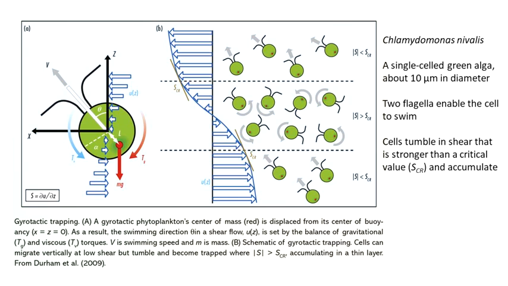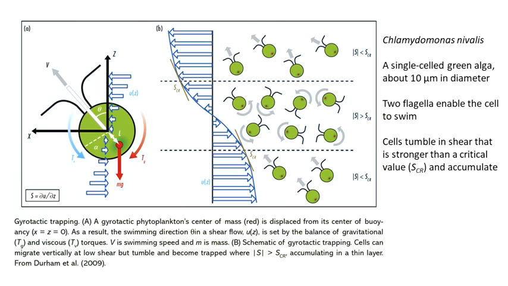Durham and Co. worked on Chlamydomonas nivalis, which is a single-celled green algae about 10 micrometers in diameter. This cell has a couple of flagella that enable it to swim. These plants swim upwards to enable them to remain in the illuminated upper parts of the water column. They're photosynthetic.